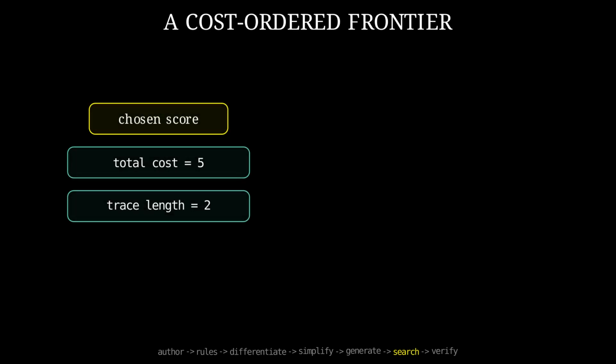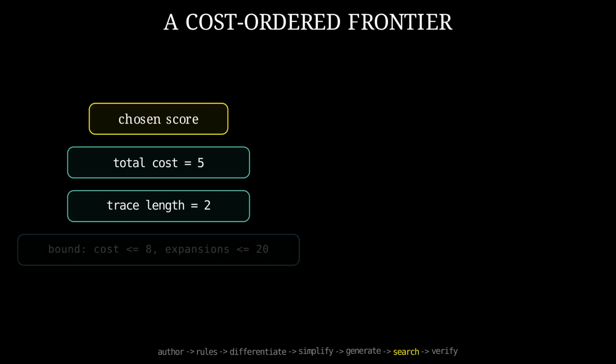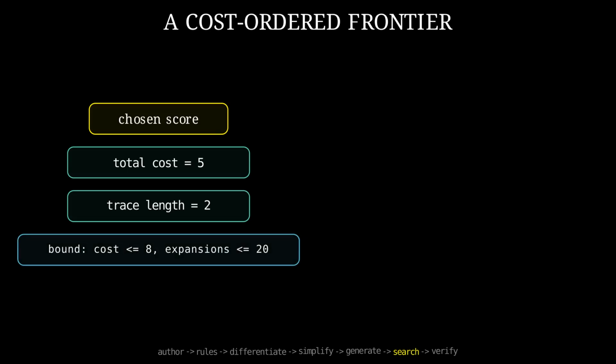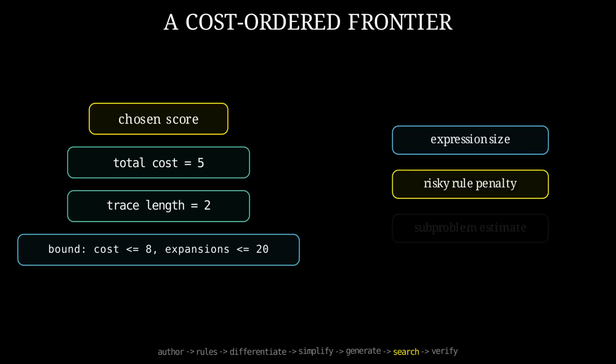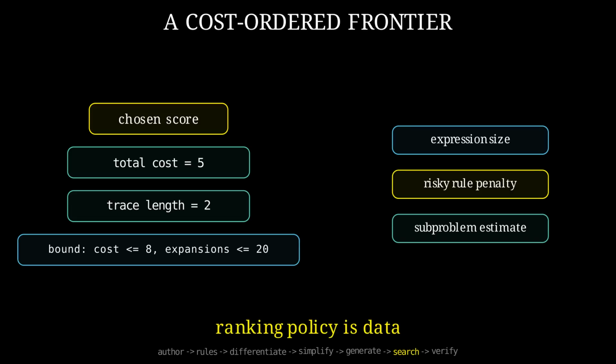Our accepted node receives score 5 for total cost and 2 for trace length. Cost here is an engineering policy, not a theorem about mathematical elegance. We could charge for expression size, risky rules, or expensive subproblems differently. The crucial point is that the ranking policy is visible data, rather than an accident of branch order.